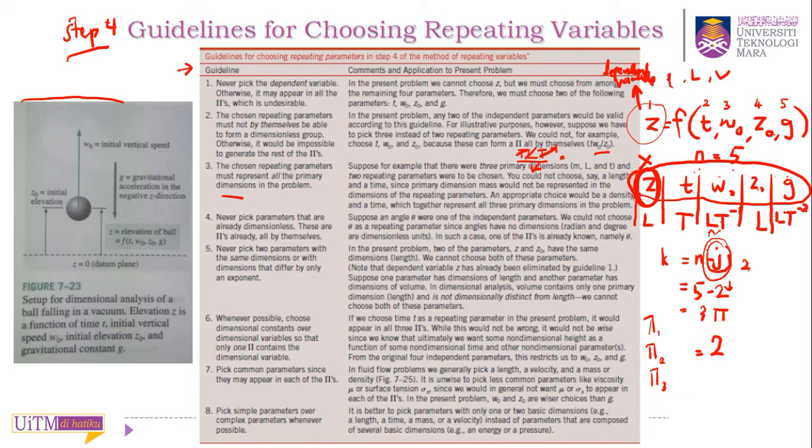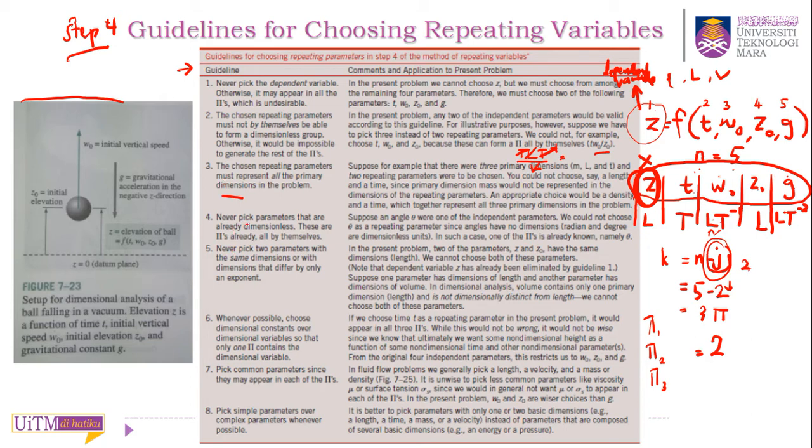Okay, so you cannot just choose, let's say you choose two, right? Let's say another parameter only has L. You want to choose that parameter and Z. Both of them have L as the primary dimension, so you cannot choose that because it does not represent all the primary dimensions. You don't have any T. Okay, so you need to choose parameters that represent all the primary dimensions. Okay, so that is guideline number 3.